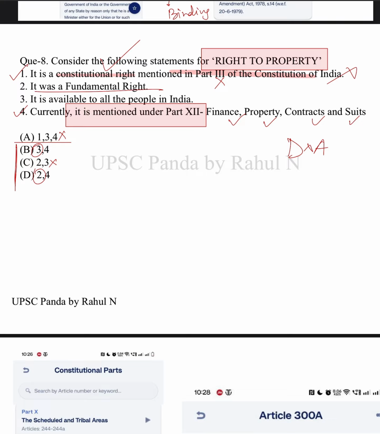It is a fundamental right. No, अगर होता तो पार्ट 3 में लिखा होता. It is not a fundamental right. It is available to all people in India. Yes, it is available. I think the statement is wrong. ठीक है, B is correct. 3 and 4, 3 and 4. So this is wrong. Constitutional right है but part 3 में नहीं लिखा है. 3 and 4 is correct.